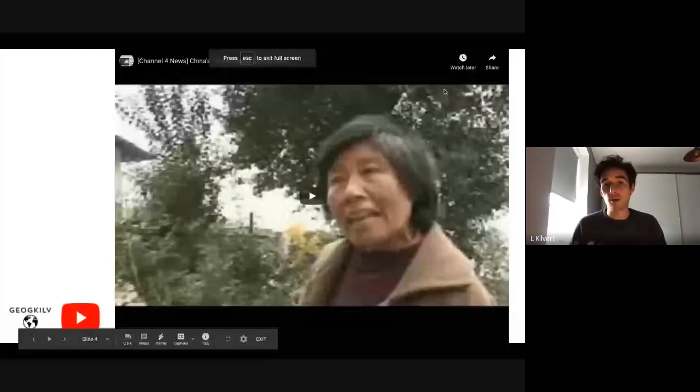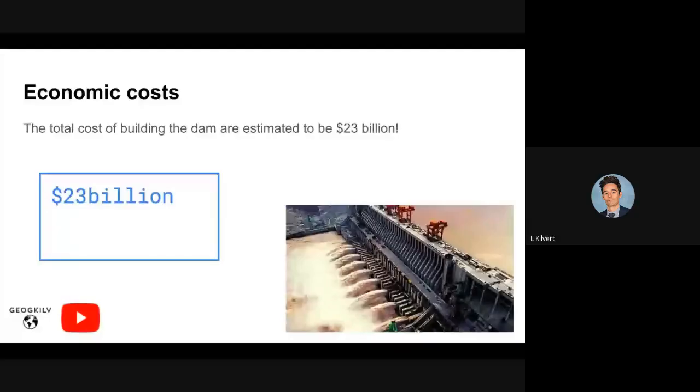So here's some of the economic costs, okay? This dam was huge. It's the largest dam in the world, and you can see it from space. So on that scale, it's going to be really, really expensive. And the estimated total cost of building the dam is $23 billion, okay? Now, we're talking about a time in China where there's still lots of poverty. There is an argument to be had that this $23 billion that's been spent building the dam could have been better spent on other things.